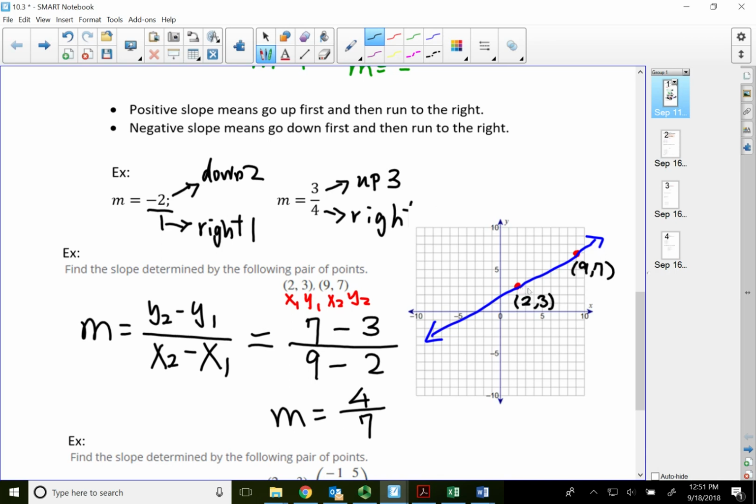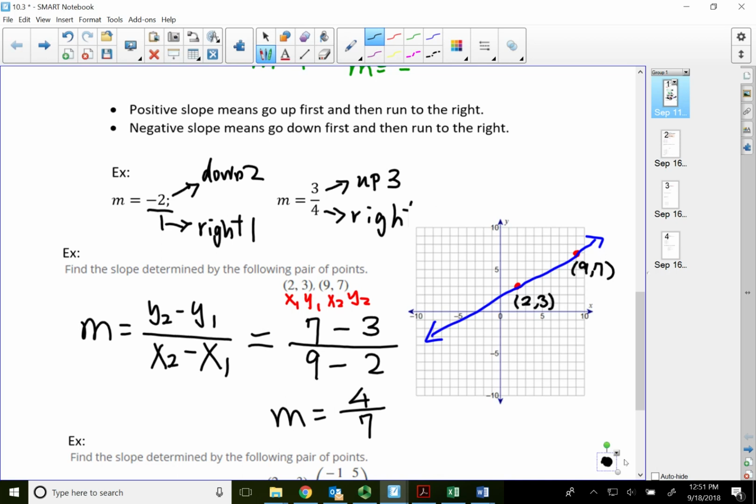All right, so slope is positive, so we go up so many, then run to the right so many. So the y value here is 3. How many do I need to go up here? So let me just draw a point right here, okay? Let me drag it. So starting at this 2, 3, go up 1, 2, 3, 4. Up 4, right? Up 4, and then to the right. 1, 2, 3, 4, 5, 6, 7 to the next point.